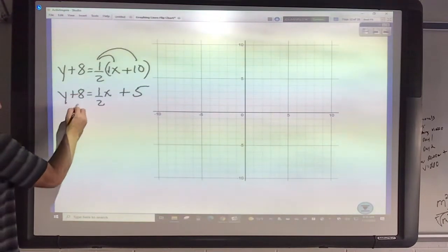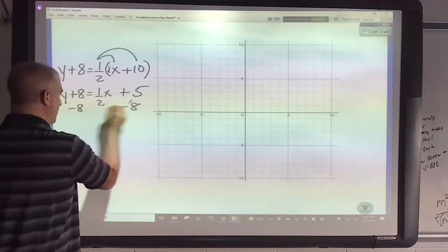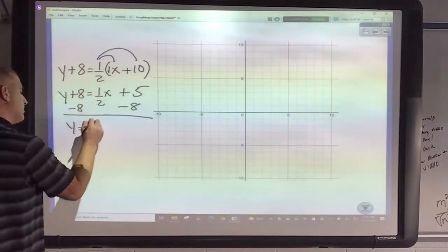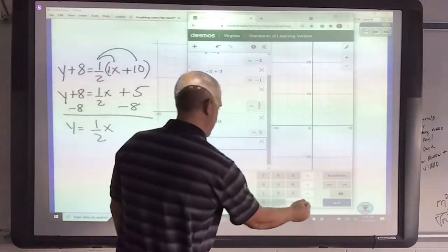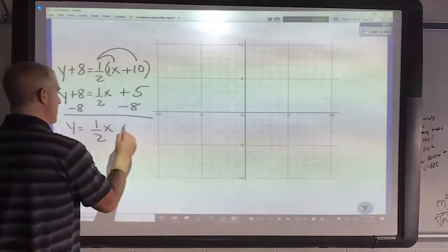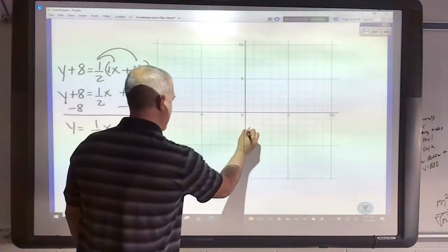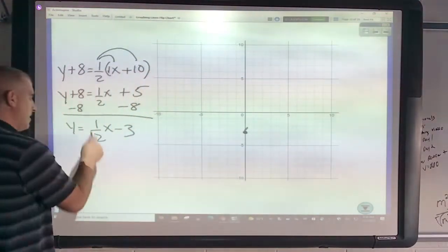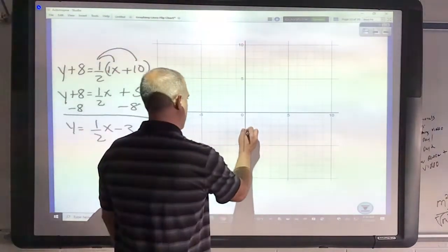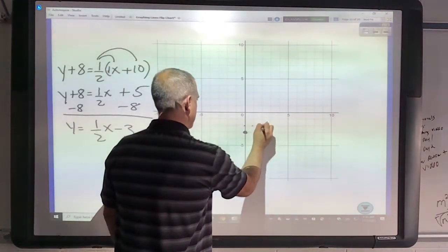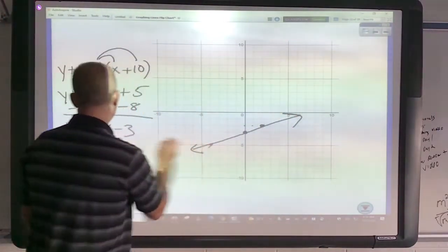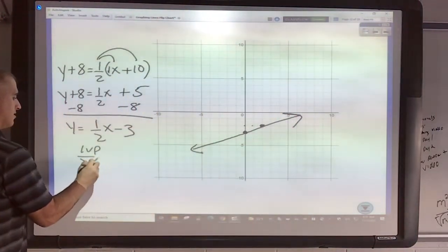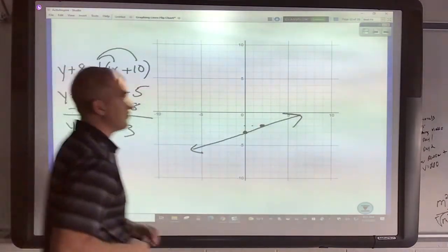So if this is positive 8, I want to subtract 8, and I want to subtract 8 from this one. So I've got y equals 1/2 x. Do positive 5 minus 8. That is negative 3. So I am 3 down, because that's my y-intercept. This is 1 up, 1, 2 over. So 1 up, 2 right. Positive slope, good shape.